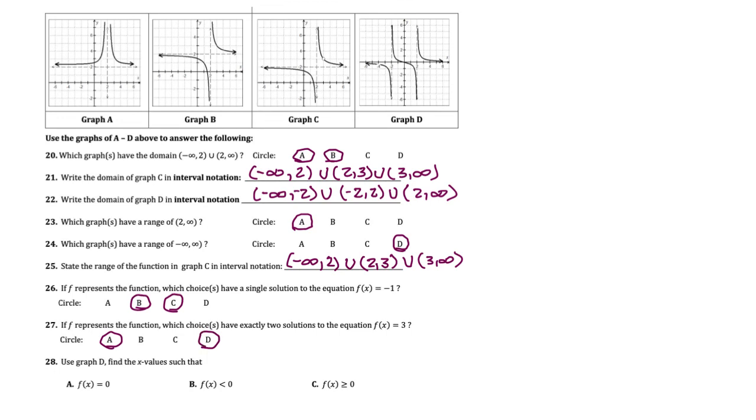And 28, here the graph of D, such x value such that f of x equals 0, so x is going to be 0 there. Here we're going to get from negative infinity to negative 2, union 0 to 2. And part C, you're going to get from negative 2 to 0 included, union 2 to infinity.